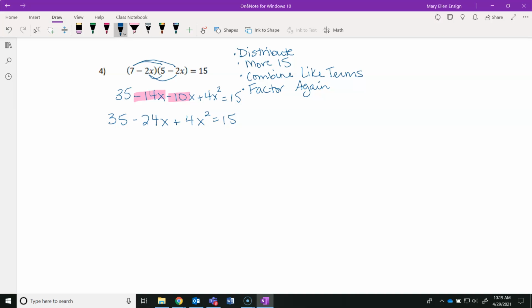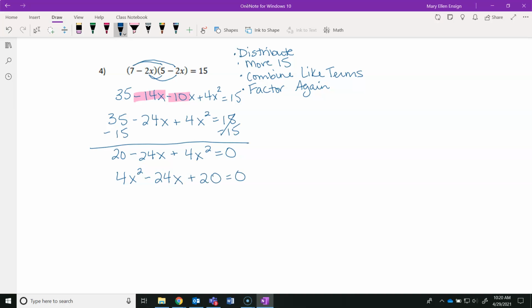Because my x squared, my highest exponent term, is already positive, I'm going to leave that on the side it's on. I'm going to move the 15 over. So I'm going to subtract 15 from both sides. 20 minus 24x plus 4x squared equals 0. I'm going to rewrite this in standard form. And now I'm going to factor. So I can see I have a GCF.